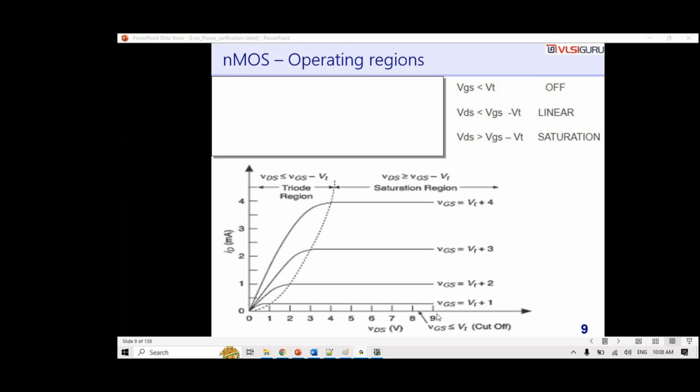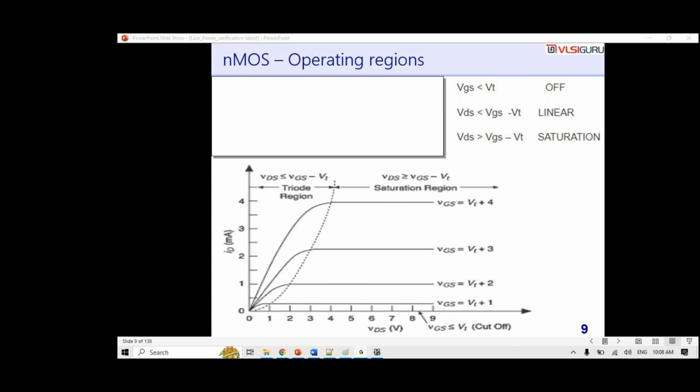Now as you increase your VGS by, let's say, plus 1 volt, VT plus 1, it leads to some amount of drain current. You see this much. As you increase it further, VT plus 2, it leads to a little more current. So there is a relationship with VGS: as you increase the VGS, my current is also increasing.